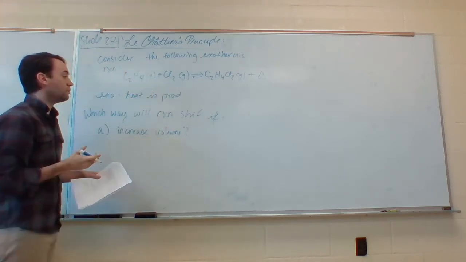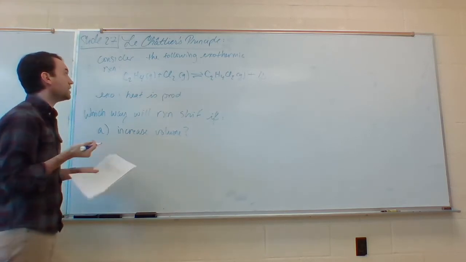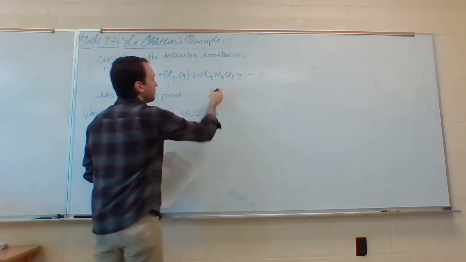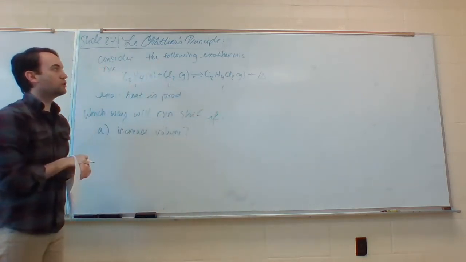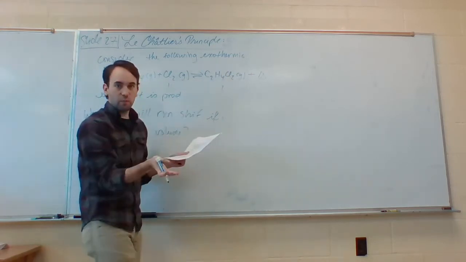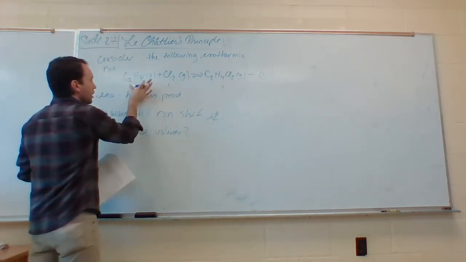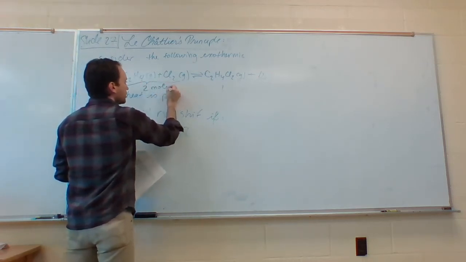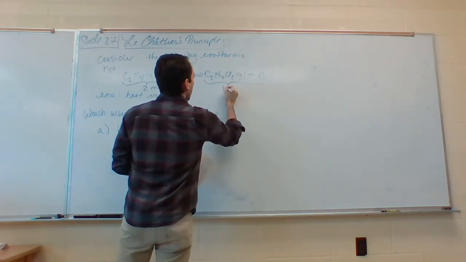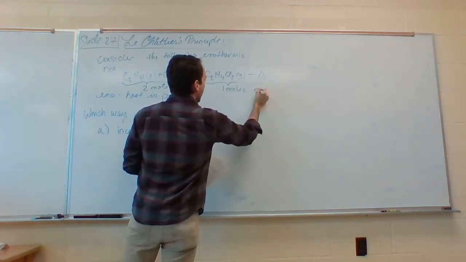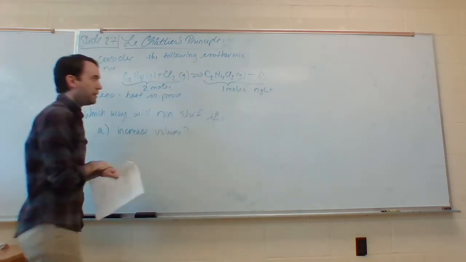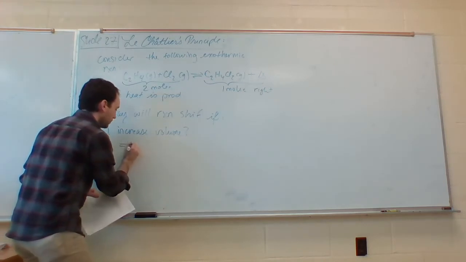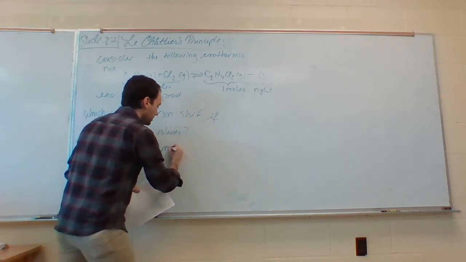Well, if we increase the volume, we need to know how many are on each side. Okay, well, we've got one C2H4, we've got one Cl2, and we've got one C2H4Cl2, all right? Heat doesn't take up any space, okay, so we're not worried about that. So we have two molecules on the left, and we have one molecule on the right. Okay? So if we increase the volume, that means we have more space.